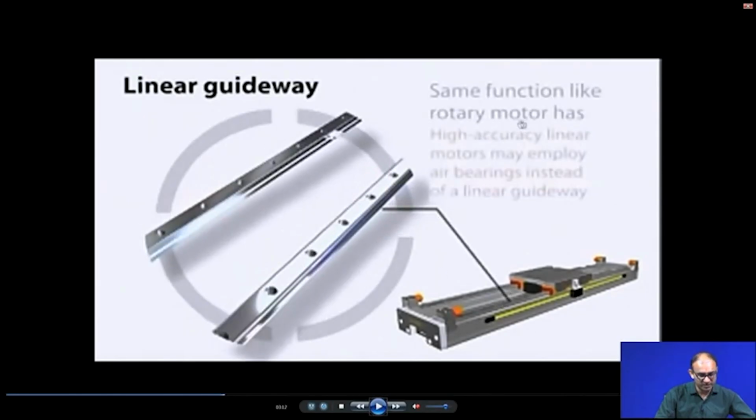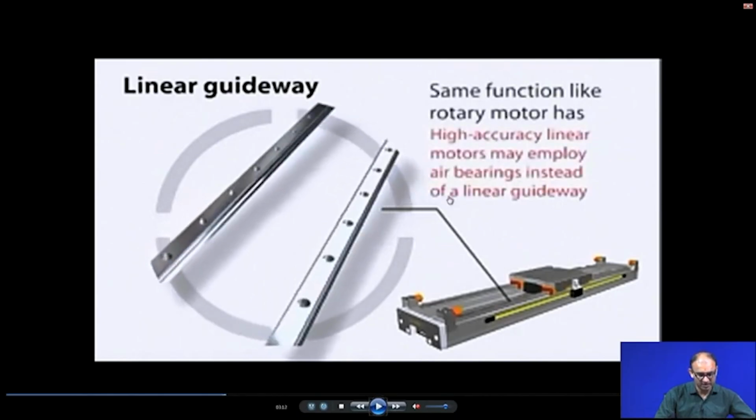It has the same function as in a rotary motor. For high accuracy, a linear motor may employ air bearings instead of a linear guideway. In an earlier lecture we saw the different kinds of bearings for linear guideways, such as hydrostatic and air bearings. We can use an air bearing here to get extreme accuracy. Even 0.1 micron or less motion is possible, on the condition that you have an encoder with the same resolution.